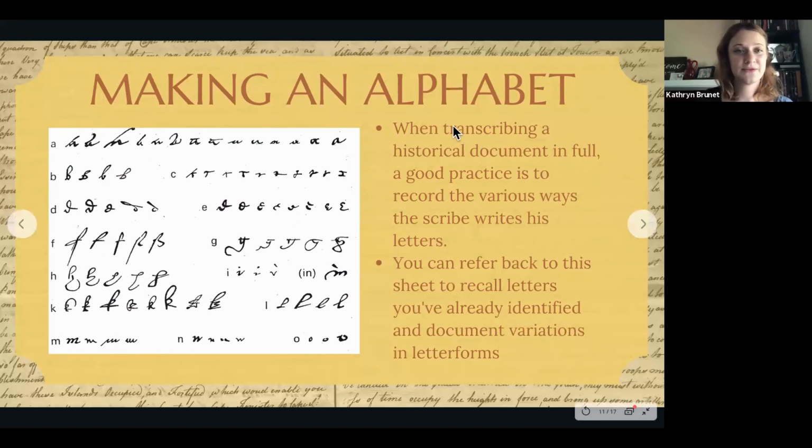You can see this graphic here, which I got from the National Archives in the UK, this modern A, B, and C, and then all the variations that the scribe might use when writing their As, Bs, and Cs. These Cs get really crazy. It's pretty nuts.